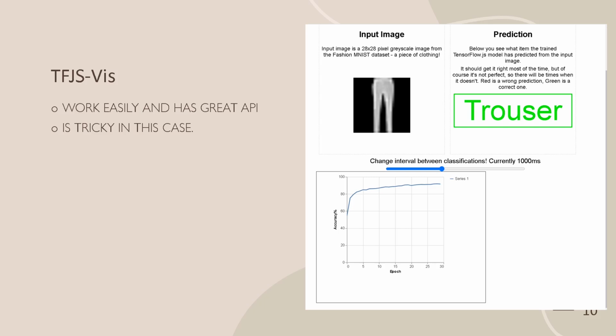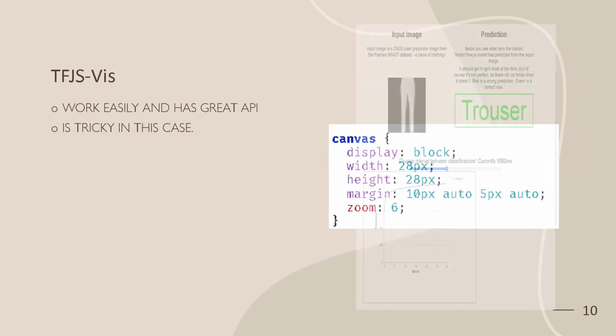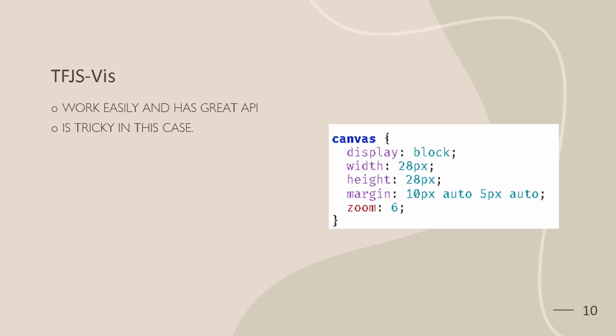tfjs-vis works easily and has a great API. I ran into some problems, of course, and it was very tricky. So here's what got me: that zoom 6 right there. It made the graph so large that I spent like an hour and a half trying to fix it. It works great if you just don't have that. That's why I say do it in the earlier ones where it doesn't have the zoom 6. But I just made a new ID for that and put that in the canvas, and it worked great.